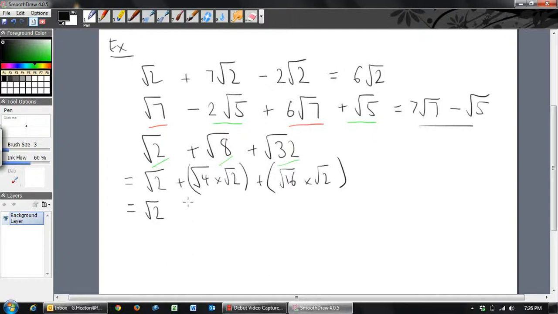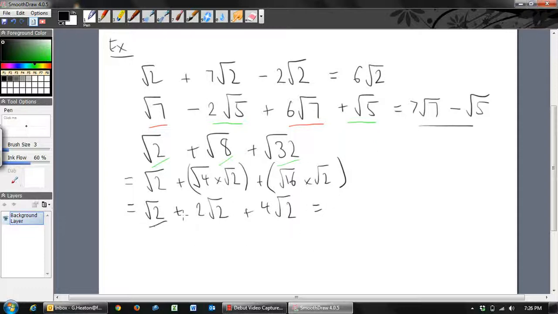And we'll just simplify this. So I've got root 2 here. What have we got here? We've got root 4 times root 2. Root 4 is equal to 2, so that's just 2 root 2. I'm starting to simplify these a bit quicker. You'll get super quick at this the older you get. What's root 16 equal to? Well, root 16 is 4, so you got plus 4 root 2 there.